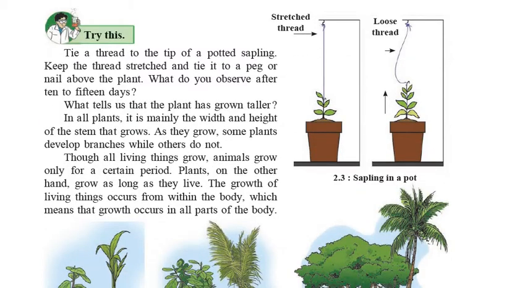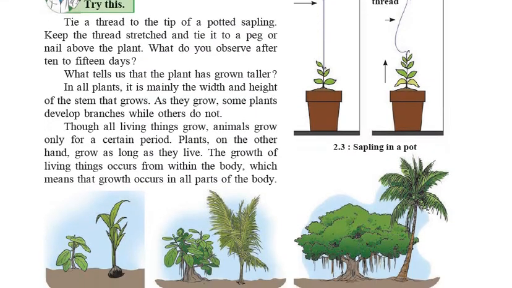Try this. Tie a thread to the tip of a potted sapling. Keep the thread stretched and tie it to a peg or nail near the plant. What do you observe after 10 to 15 days? What tells us that the plant has grown taller? In all plants, it is mainly the width and height of the stem that grows. As they grow, some plants develop branches while others do not.